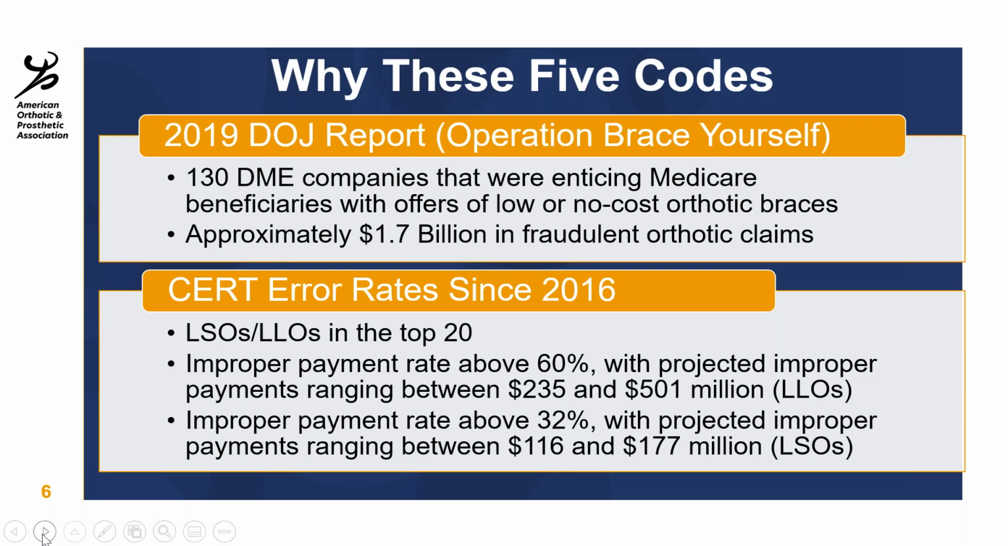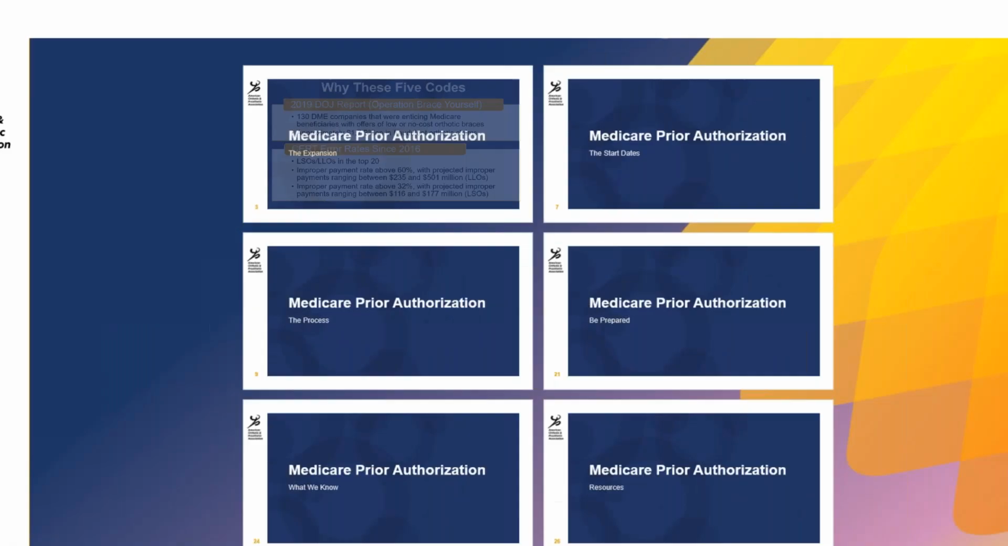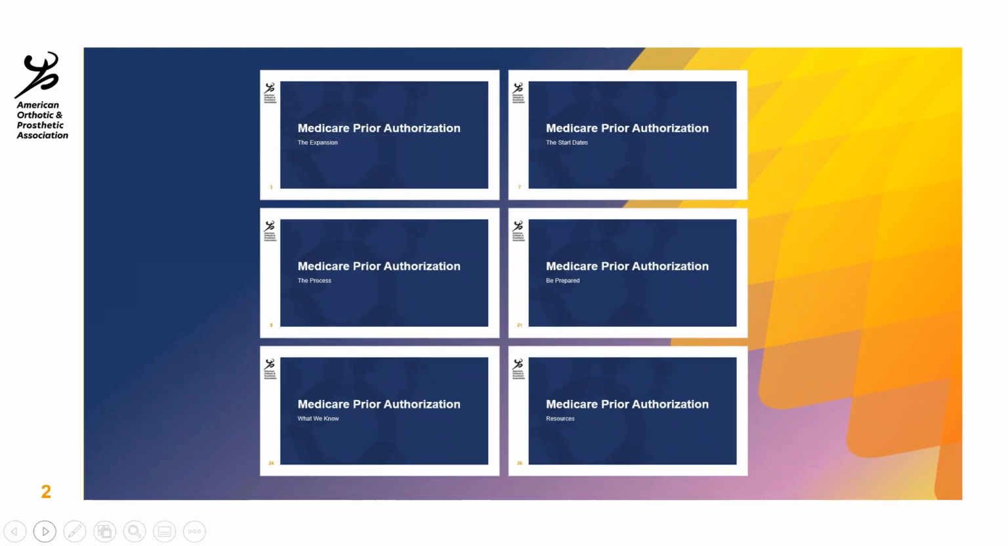So both of these product categories definitely meet the criteria for inclusion in that master list, and it's not hard to understand logically why they would be included in a prior authorization process. So with that, let's talk about the start dates of the program.